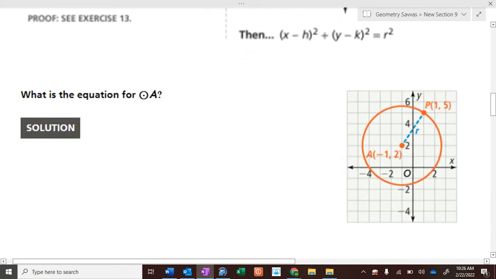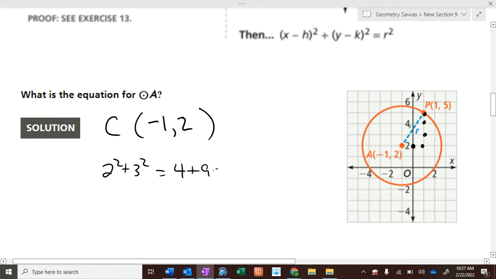So for this problem, would they want to know the equation of this circle? I know the center of my circle is what ordered pair? Negative 1, 2. And then I need to find my radius. To find my radius, I use the distance formula or the Pythagorean theorem. I go over 2 and up 3. What's 2 squared plus 3 squared? What's 4 plus 9, which is 13. So, the radius is the square root of 13.